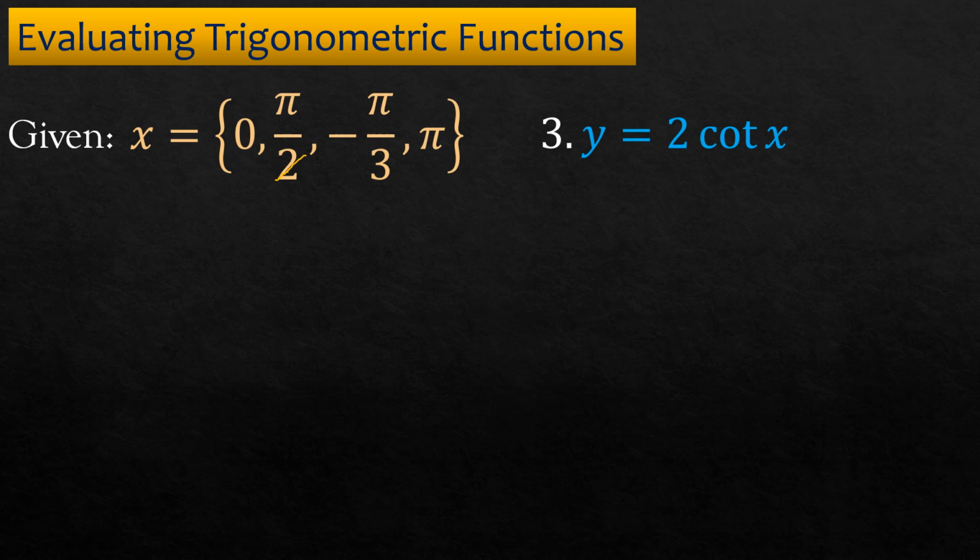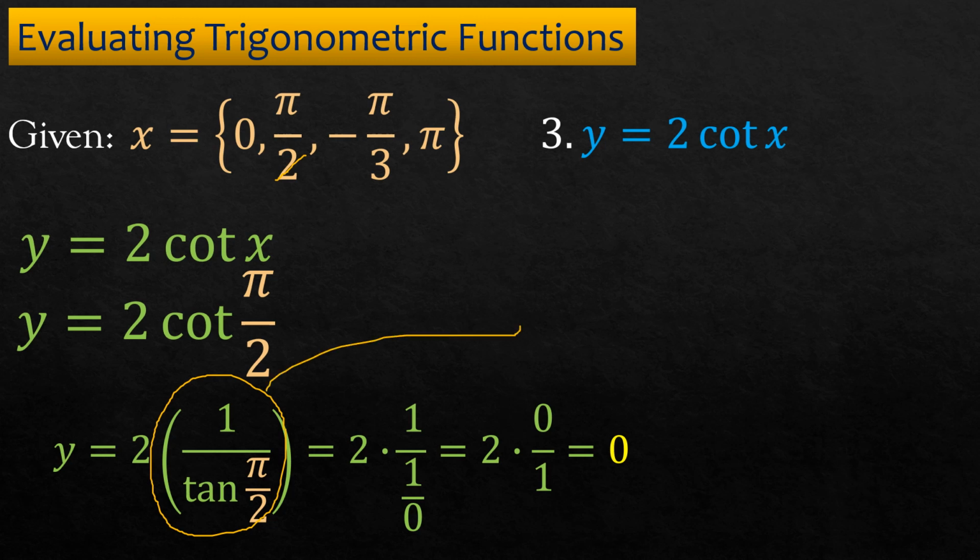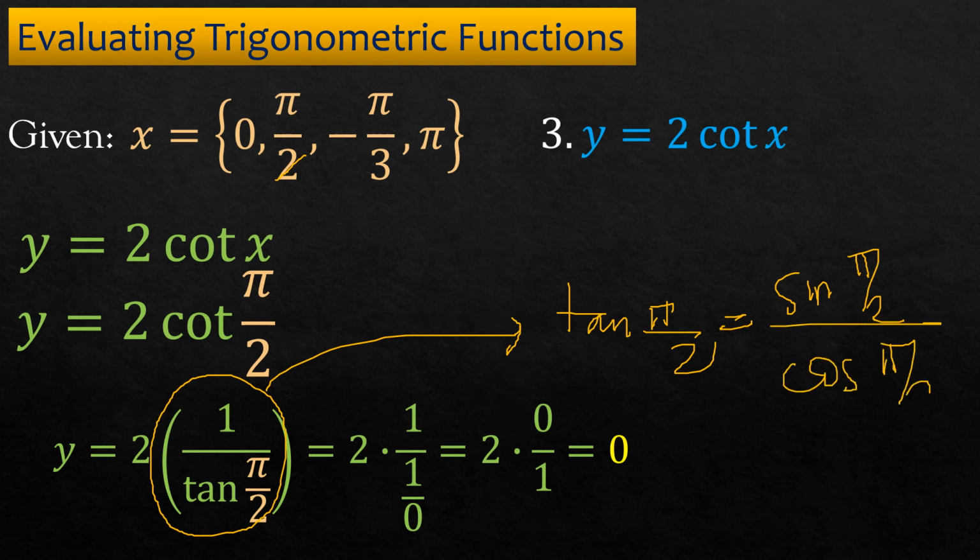So what if we use pi over 2? So we have 2 cotangent x, substituting cotangent pi over 2. Cotangent pi over 2 is also equal to 1 over tangent pi over 2. Okay, and for tangent pi over 2, tangent pi over 2 is equal to sine pi over 2 over cosine pi over 2. And when we talk about pi over 2, that is actually 90 degrees. Okay, so sine 90 degrees is 1, cosine pi over 2 is 0. Tangent pi over 2 is actually undefined.